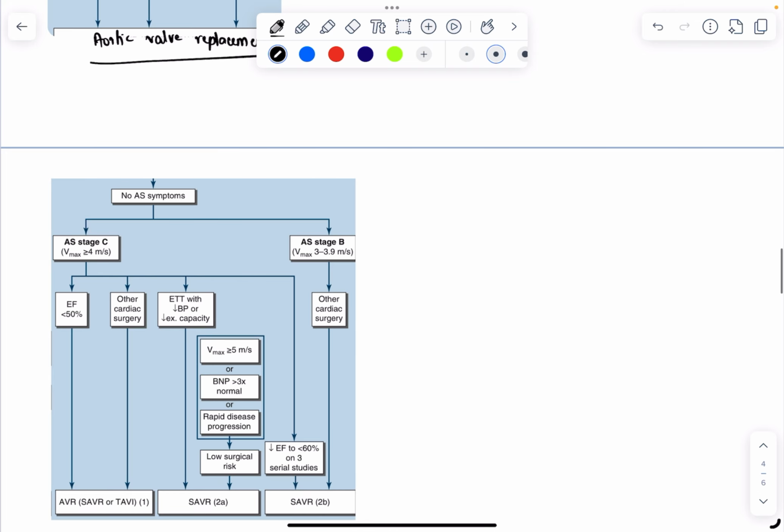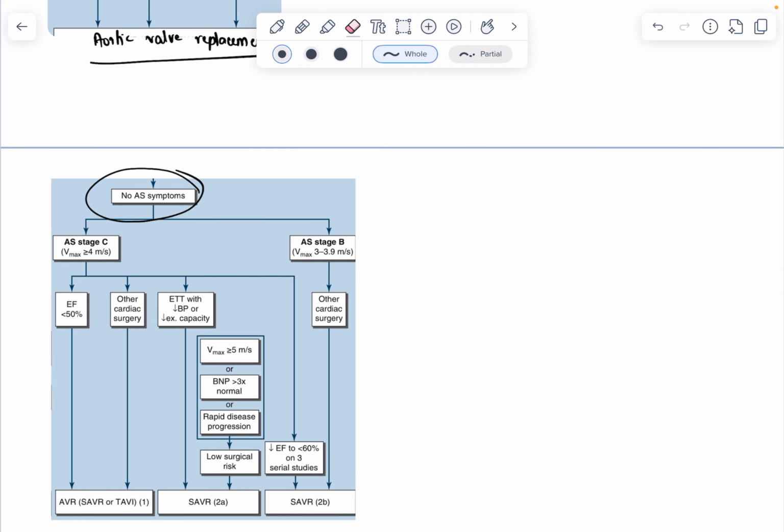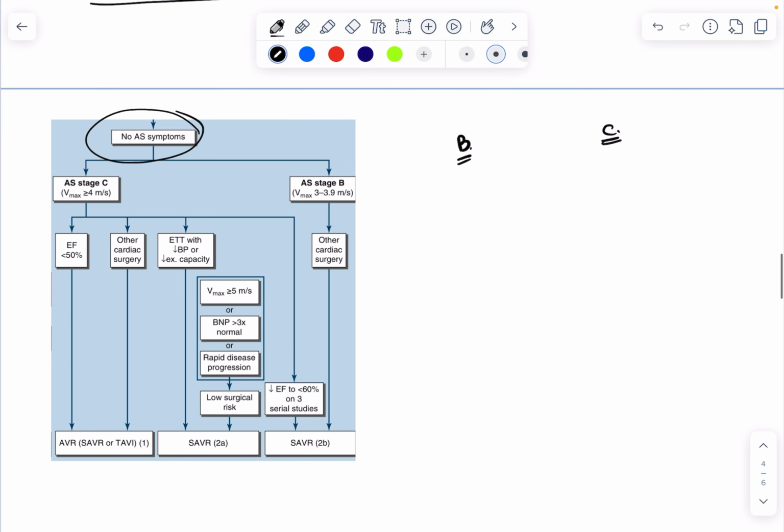If the patient is asymptomatic, then there are two possibilities: the patient is in stage B or the patient is in stage C. First thing is, if the patient is undergoing any surgery, then you should also plan for aortic valve replacement along with that cardiac surgery. So in stage C as well as stage B, if the patient is undergoing any surgery, go for aortic valve replacement as well.